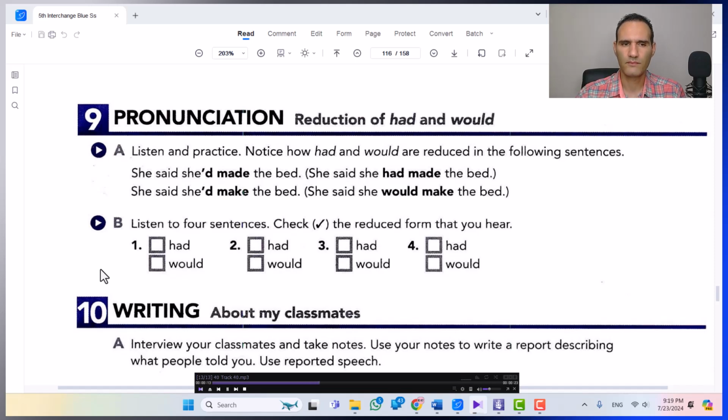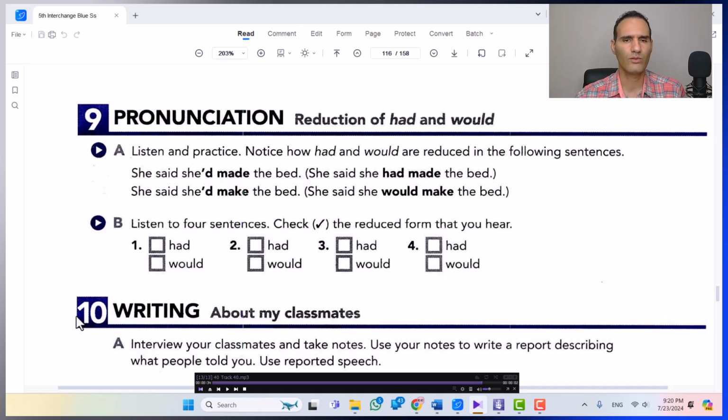1. She told me that she'd bring some drinks. She told me that she would bring. 2. He said that he'd taken a taxi. He had taken. 3. She said that she'd bought a gift. She had bought. 4. He told me that he'd tell all of his friends. He told me that he would tell.